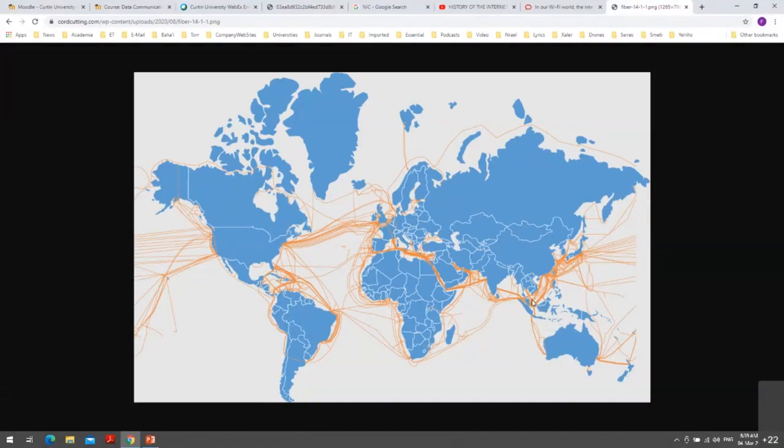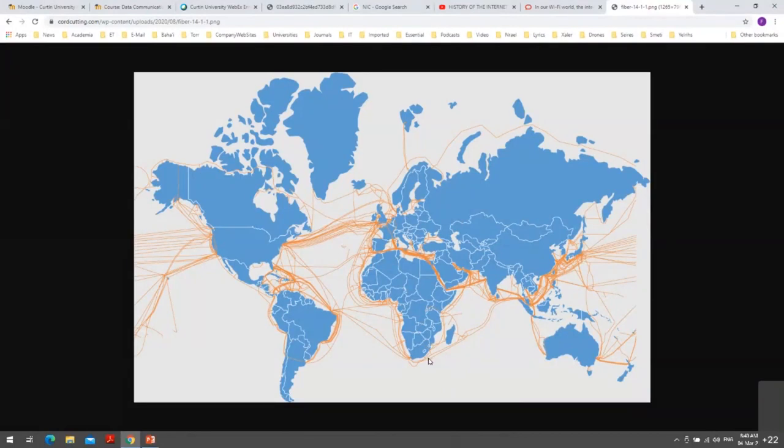Now look at Malaysia, okay? And the island of Borneo, okay? Look at the connections being laid out. And this is still continuing. Now, these are special cables that are laid out under the sea.